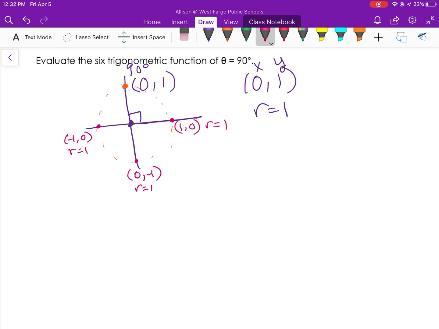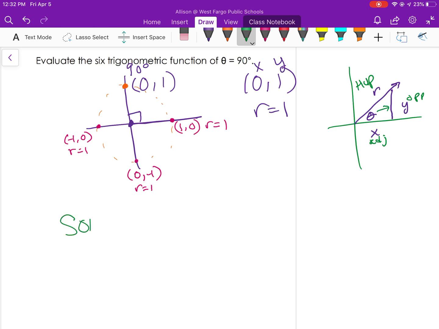So if I want to find the 6 trig values of 90 degrees, I still use the same ratio. If you don't have it memorized, you can draw your triangle. You have x, y, and r. Put your theta here. This becomes your opposite side. This is your adjacent side, and r is the hypotenuse. And then just walk yourself through the SOHCAHTOA.